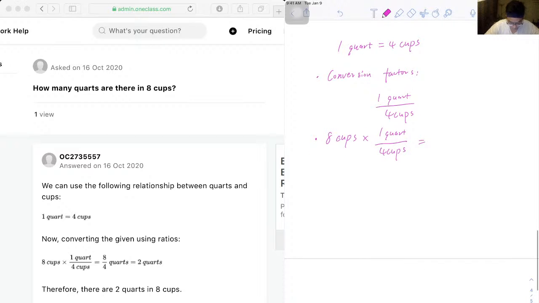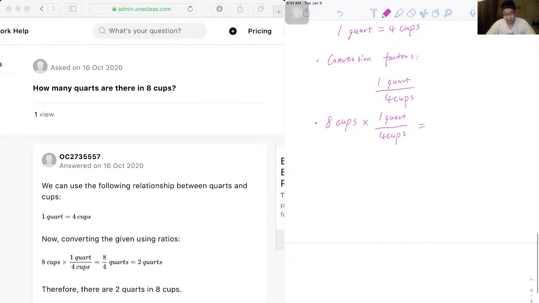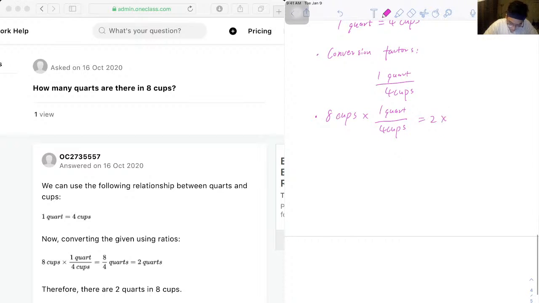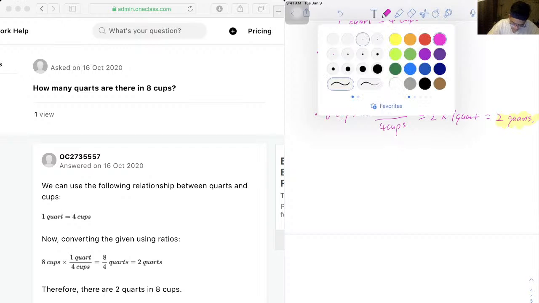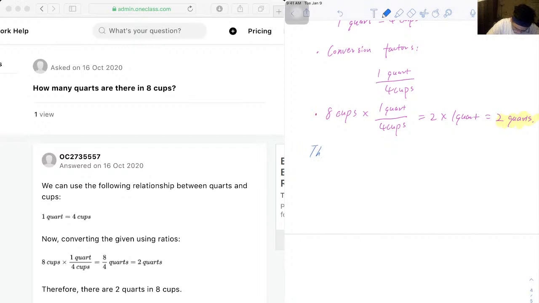And so 4 cups and 8 cups will cancel out and give us a 2. So 2 times 1, which gives us 2 as our answer. Oh, and don't forget the units. Okay, so that will be our answer. And now we can write our conclusion.